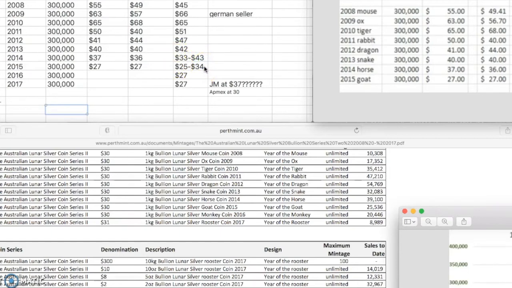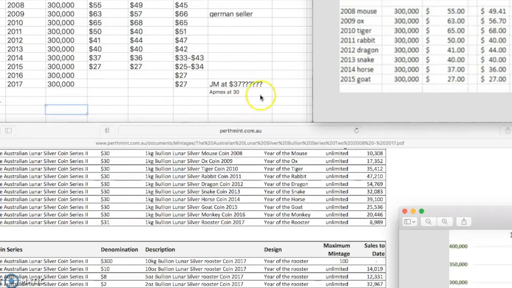Same situation exists for the goat. It was at $27, now at $25 to $34. So you can still get it for what you could get it for back in 2015, if you're patient. If you're impatient, you may pay more. Again, sellers trying to make the market at a higher level, which is their right. The monkey, $27, the rooster, $27.